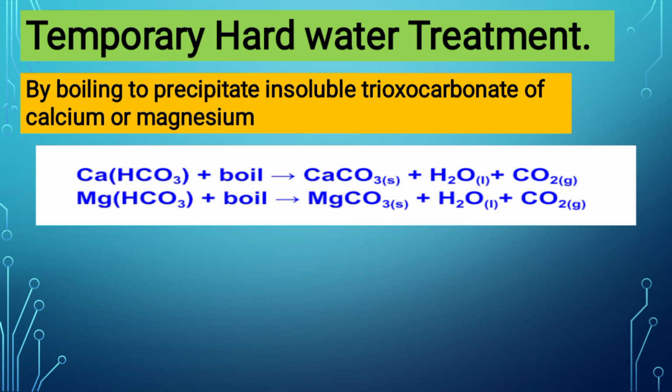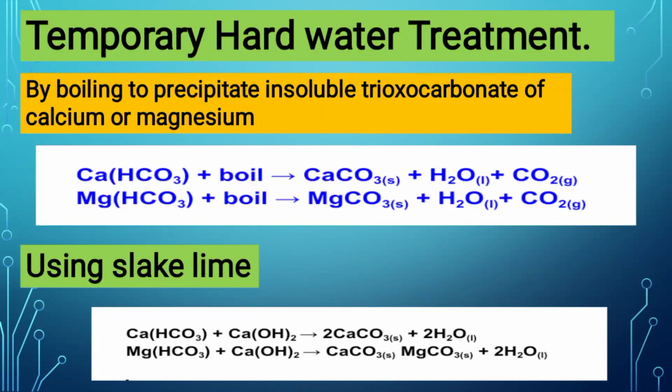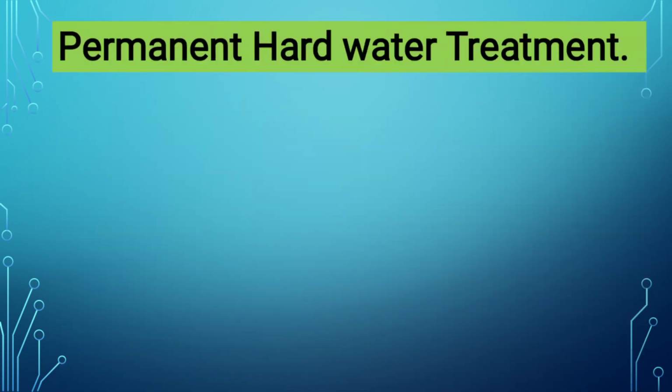Somebody can actually ask you to write the equation of the boiling of temporary hard water. This is a simple way of writing it. Either you use the first one or you use the second one. And we have the use of calcium hydroxide, slaked lime, where we are going to have an equation that looks like this. Here the slaked lime is added to the water and there will be an ion exchange where we are going to have insoluble trioxocarbonate(IV) of either calcium or magnesium, or sometimes it can be both of them.